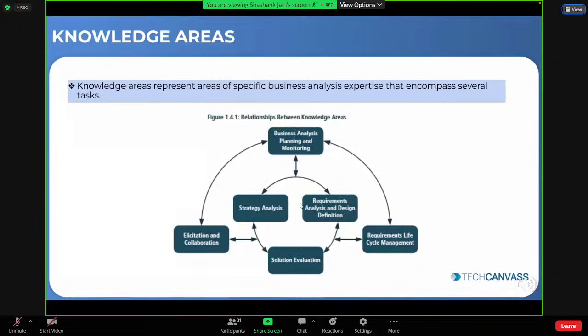There is a chapter for perspectives as well. 5 perspectives have been added into version 3, which are agile, business intelligence, information technology, business architecture, and business process management. There is a chapter for key concepts, and let's understand more about strategy analysis.